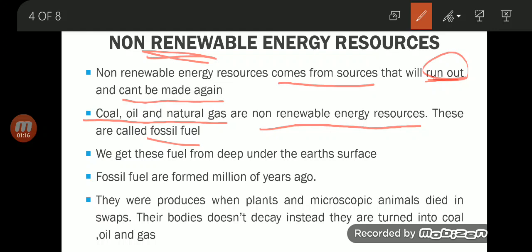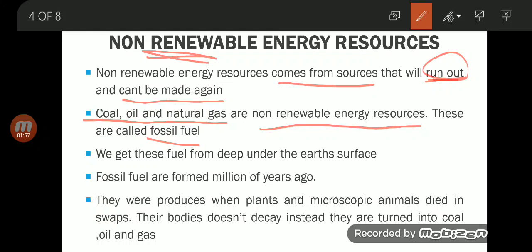And what is a fossil? When a plant or animal dies, its remains, or you can say its bones or flesh or whatever is remaining, are stuck on a rock. It is called a fossil. The remains of an animal or plant found on the rock is called a fossil. So coal, oil and natural gas are non-renewable energy resources, and these are called fossil fuel.